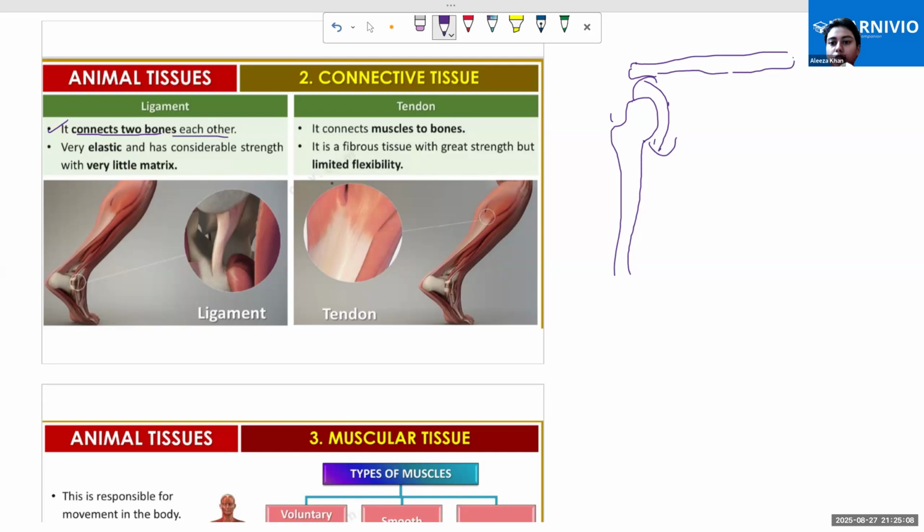So what do you think? These structures should be flexible, elastic, or are they not elastic? Are they rigid? What do you think?